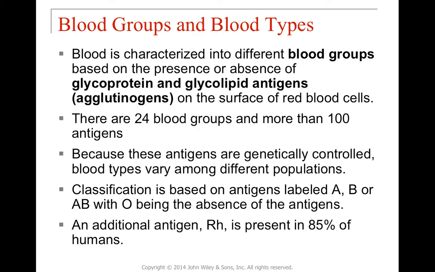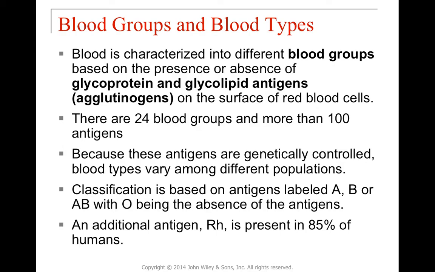All right, so let's talk about blood groups for a second here. So you may be A, you might be B, you might be AB, you might be O. Surely you've heard of that if you don't know exactly what you are. So let's talk about what that means. We're characterized into blood groups based on the presence or absence of specific glycoproteins and glycolipid antigens on the surface of your red blood cells. So we have 24 different blood groups and over 100 different antigens.